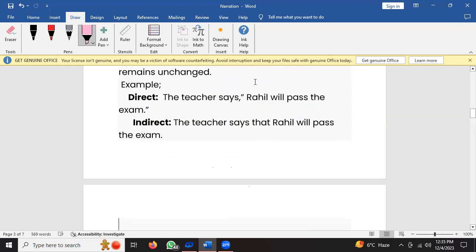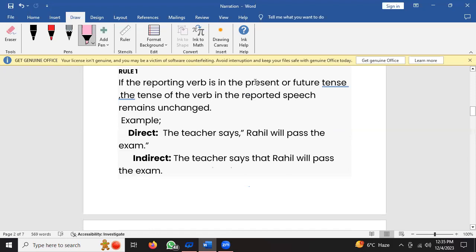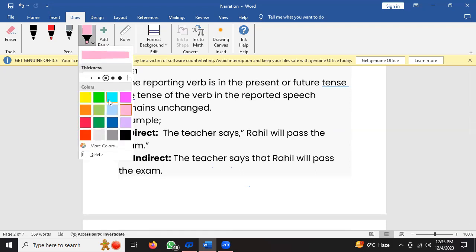Look at the example. This is the example of rule number 1. Here is the example. The teacher says, Rahil will pass the exam.